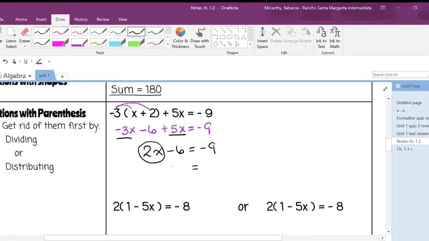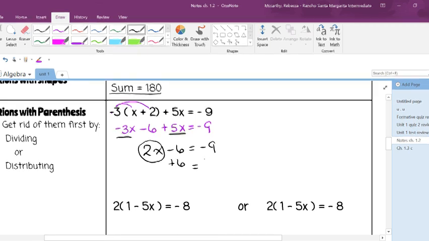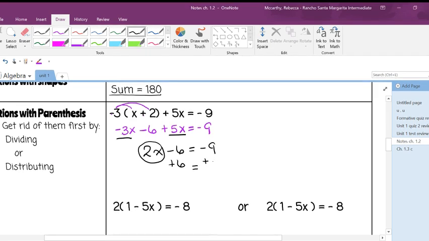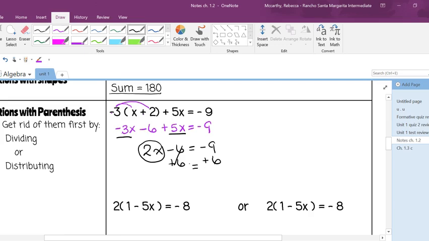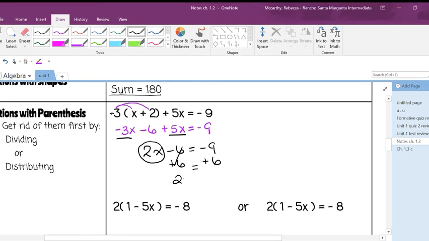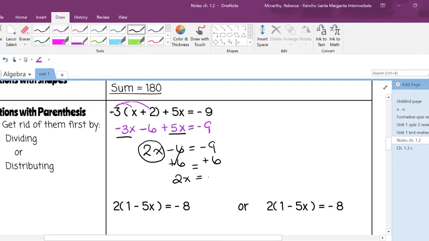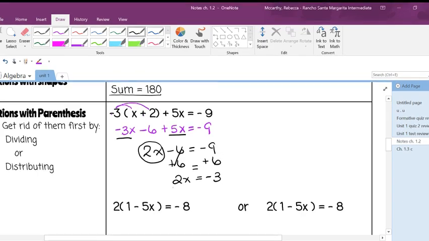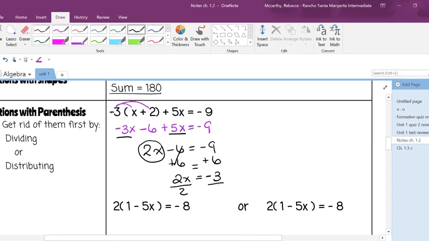I'm going to add 6 to both sides. That's the inverse of subtracting them. And I get 2x equals negative 3. I'm going to divide by 2, and x equals negative 3 halves. I'm running out of space.